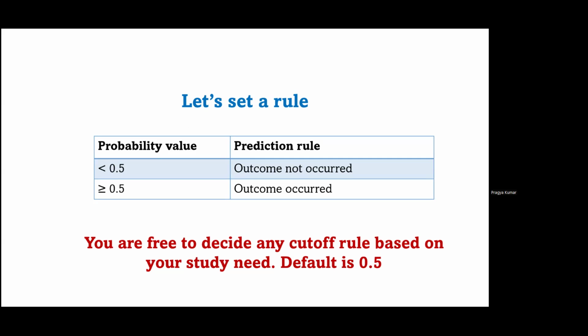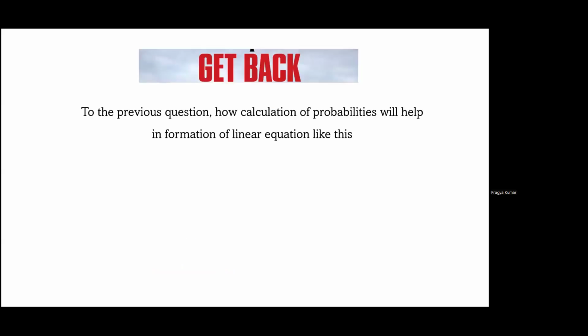So now what take-home message have we taken? If the probability value is 0.5 or more than that, then we will call it that the outcome has occurred. If the probability value is less than 0.5, we will say that the outcome has not occurred. Okay. So to the previous question: how will the calculation of probability help us in the formation of a linear equation?